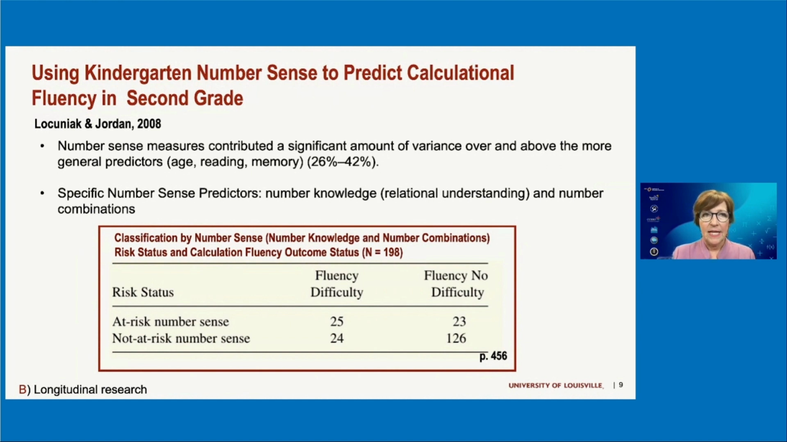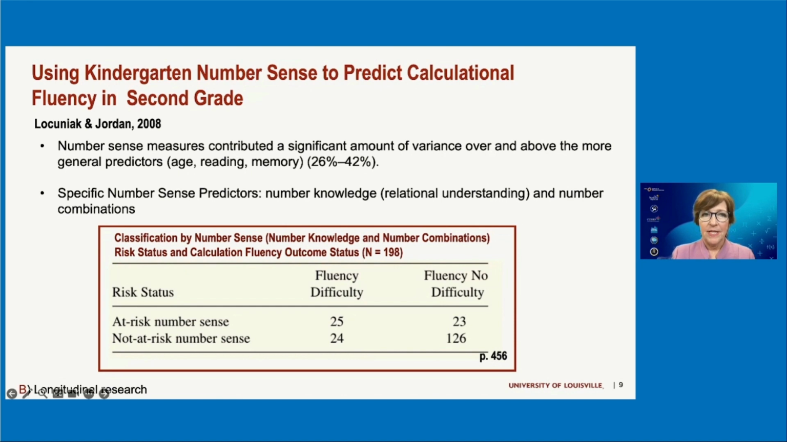And this is a study that was done predicting success in 2nd grade. You can see that students that were not at risk, that's the bottom row, of these number sense pieces, so they had a strong relational understanding and they knew their number combinations in kindergarten, when they move into 2nd grade, 126 have no trouble with the fluency work they're doing. Only 24 of them had some difficulty with fluency.